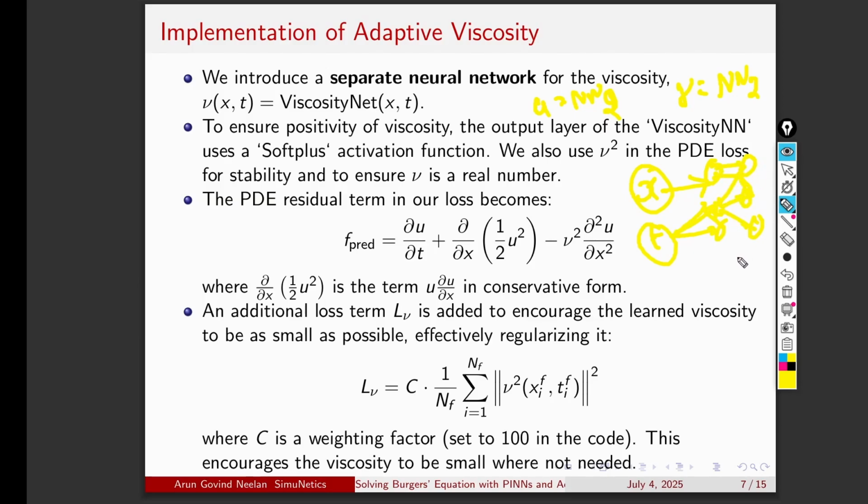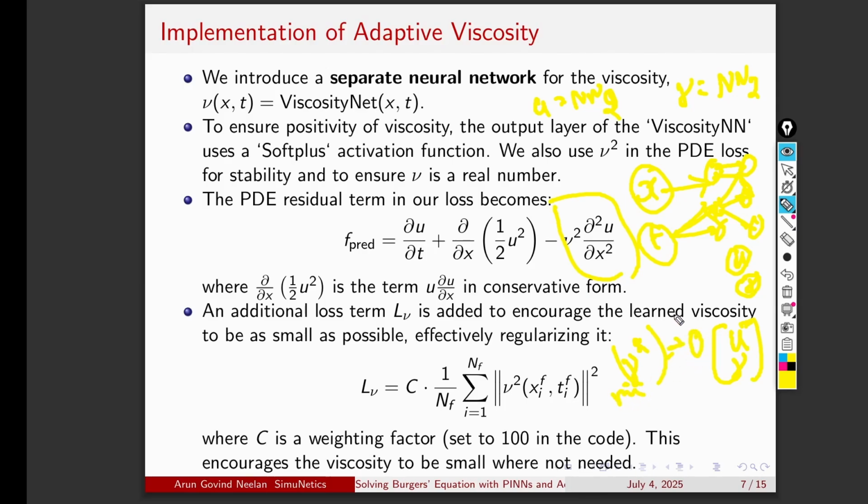Then we have the output. In the output layer, we are supposed to have U, but in addition to that, we can have nu. So the output layer will have U and nu. U is the solution, nu is the viscosity for this problem. So the neural network learns its viscosity. We will have an extra regularization where we ensure nu squared should be minimized. Minimized means the value is closer to 0.